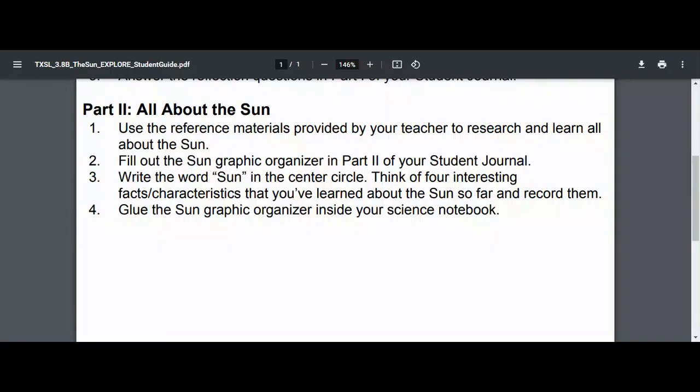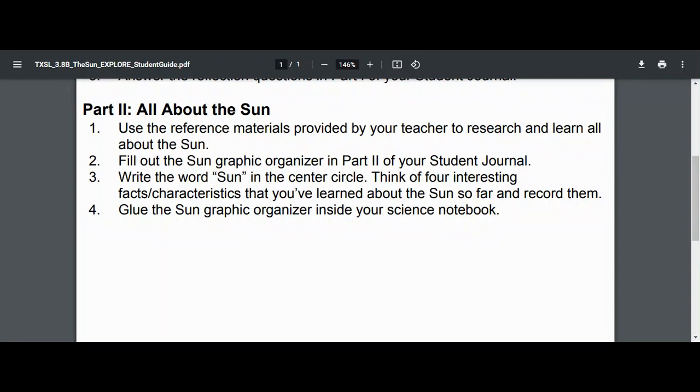Use the reference materials provided by your teacher to research and learn all about the sun. You may get magazines, articles, you get a chance to use your laptop, all these different resources to learn different facts about the sun. You're going to fill out the sun graphic organizer in your student journal. I'll show you what that looks like in a second.